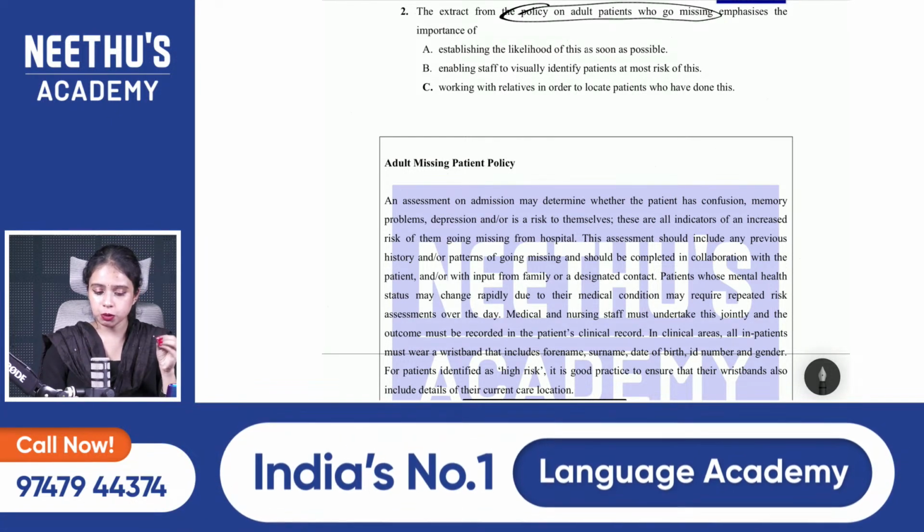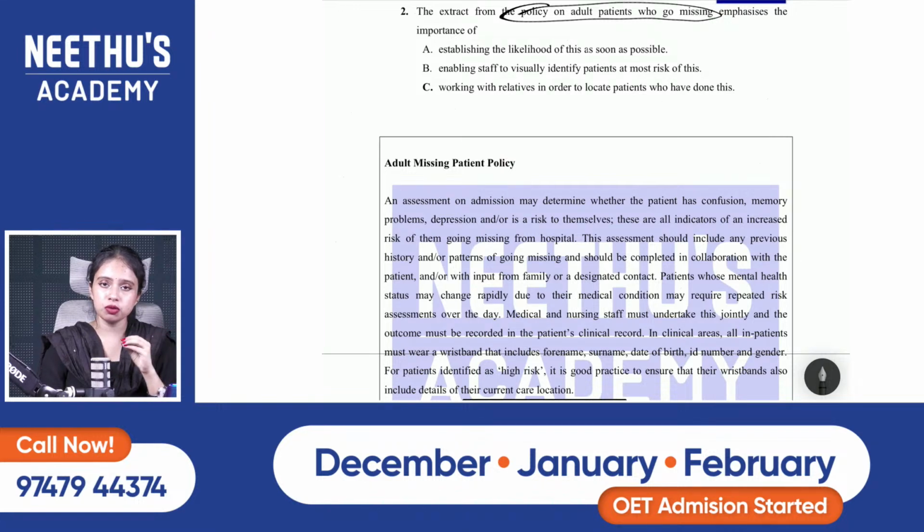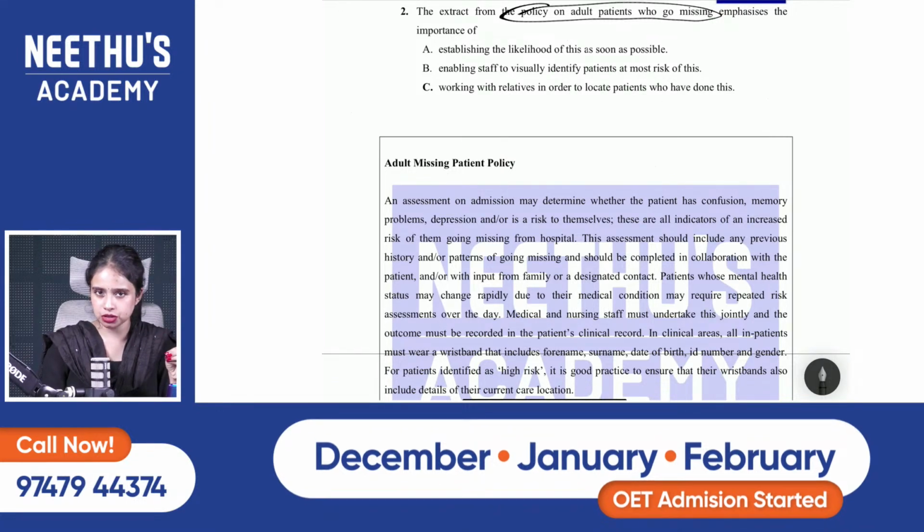And this policy emphasizes the importance of dash. So, this is an incomplete question.